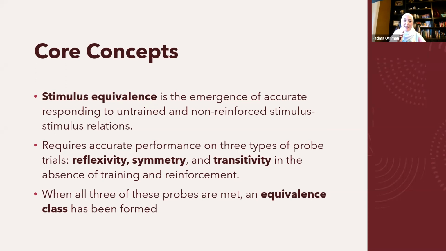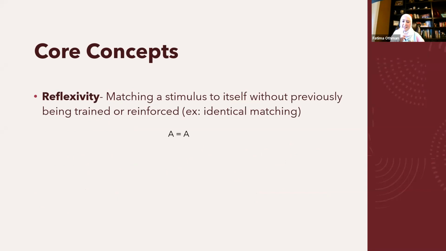Okay. All right, but basically the tests for reflexivity, symmetry, and transitivity are tests in which you respond in a novel way that has never been reinforced before. And so let's look at what each of those mean. So reflexivity, or another way to think about it, is identity matching. This is when you're matching a stimulus to itself without it previously being trained or reinforced. I don't need to teach you that A equals A. You can already derive that from these tests of stimulus equivalence. So if I show you a cat, you can basically match it to the same item, the identical cat.